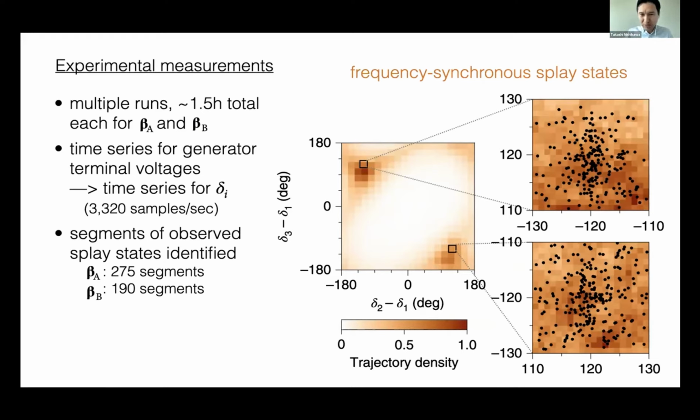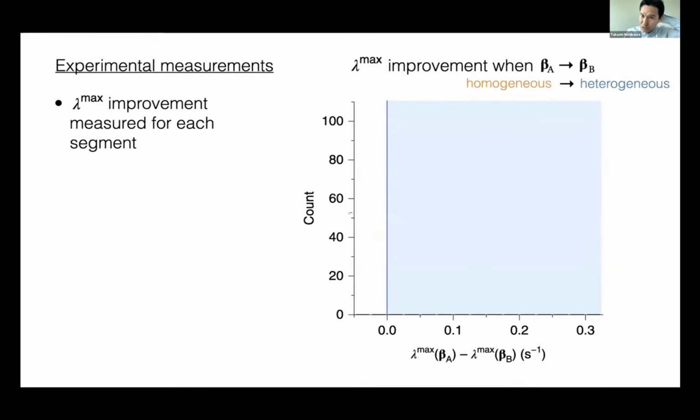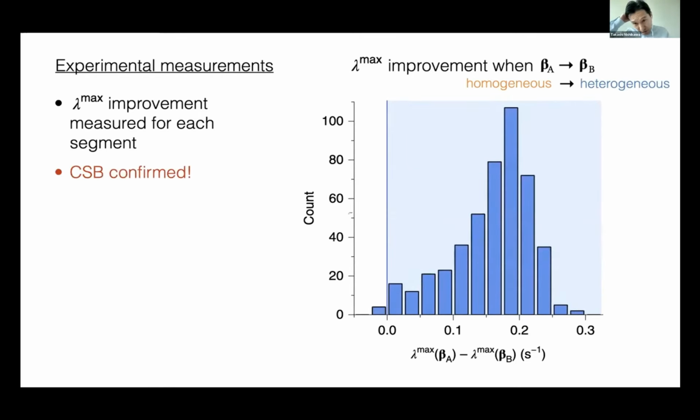identified the segments in the time series where the splice states are observed, hundreds of them. And what we did was for each segment, we estimated lambda max, and in particular, the improvement in lambda max, the stability, when you go from a homogeneous configuration of betas to the heterogeneous configuration of betas. And what we found was in almost all cases, the improvement is positive, which means that we have CSB confirmed in this experiment.